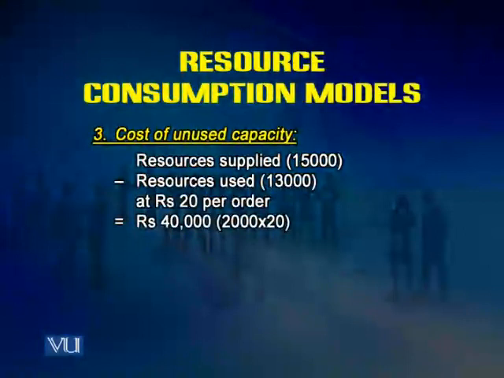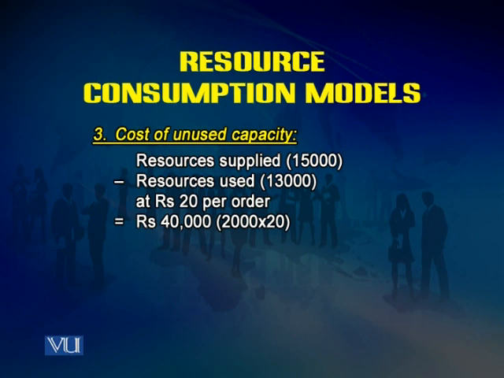Number 3, cost of unused capacity. Resources supplied 15,000 minus resources used 13,000 at the rate of rupees 20 per order is equal to 40,000. The 2,000 surplus capacity of purchase orders at the rate of 20 is equal to 40,000. So then we can arrive at the cost of the unused capacity.